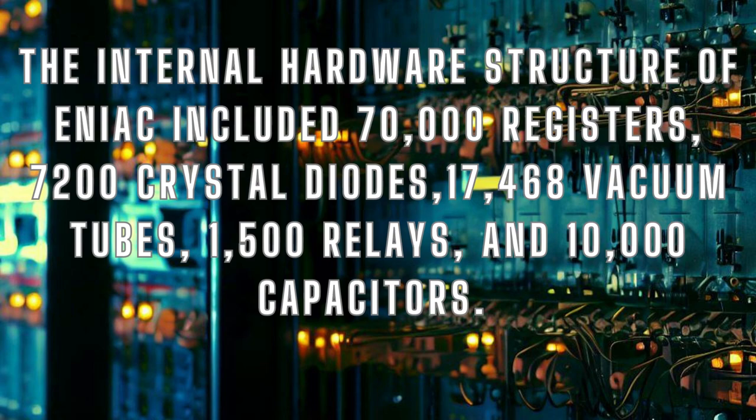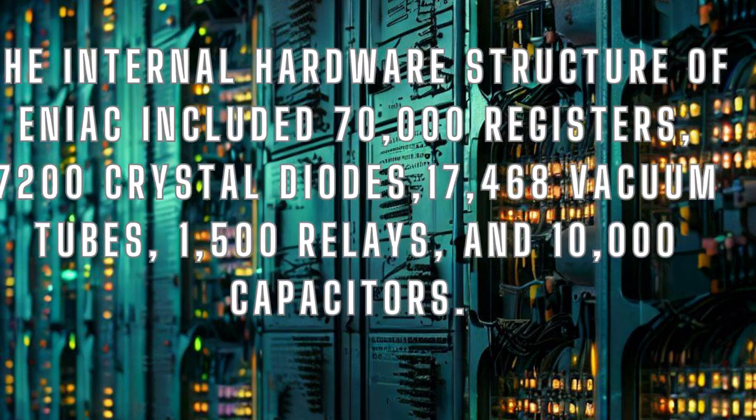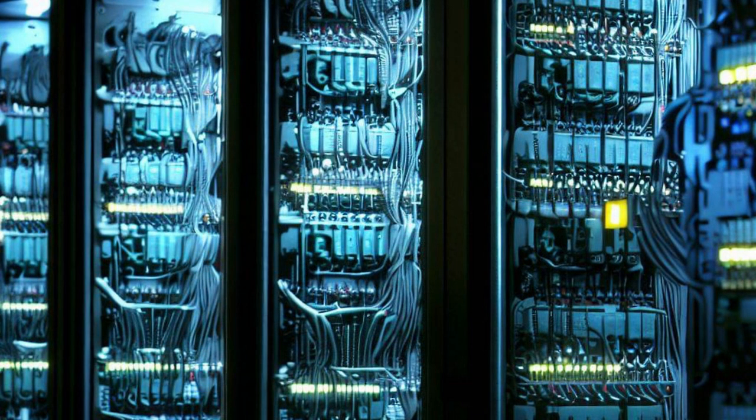The internal hardware structure of ENIAC included 70,000 resistors, 7,200 crystal diodes, 17,468 vacuum tubes, 1,500 relays, and 10,000 capacitors. The computer used the decimal number system for representing and processing values.